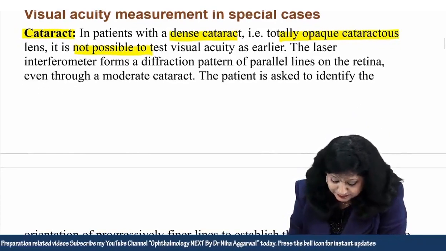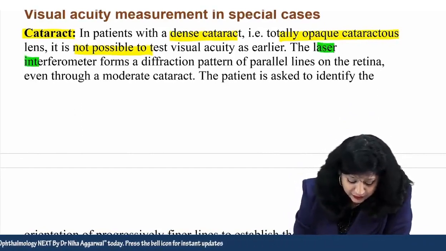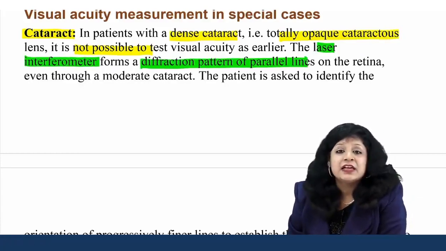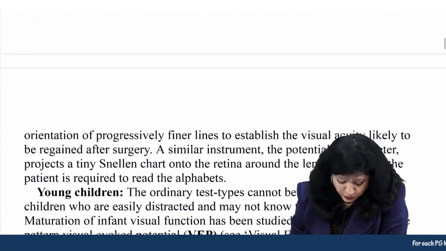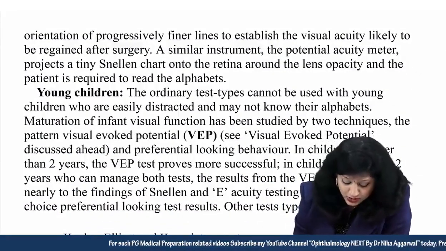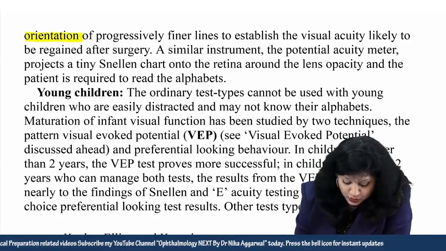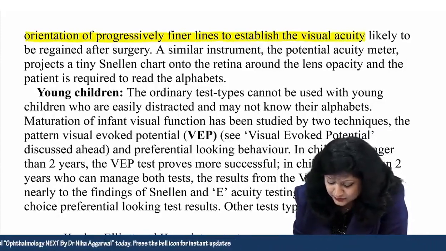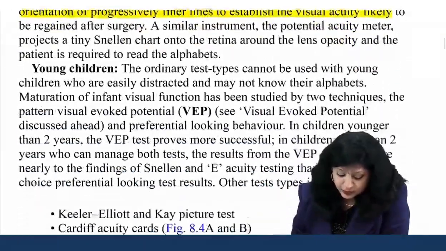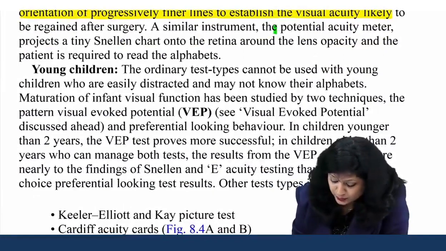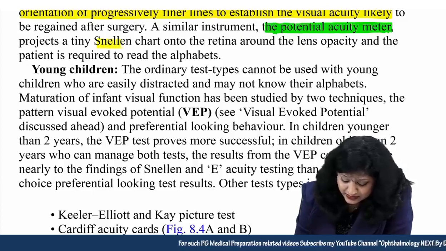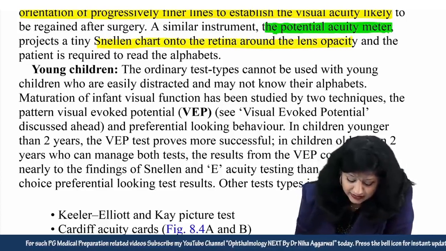Now if I talk about the laser interferometer, it forms a diffraction pattern of parallel lines on the retina. Even through a moderate cataract, the patient is asked to identify. So what we are doing there, we are asking the patient to measure the orientation of progressively finer lines to establish the visual acuity, okay. And along with this, we can also use a different instrument, the potential acuity meter, that can also be used. It projects a tiny Snellen's chart onto the retina around the lens opacity.